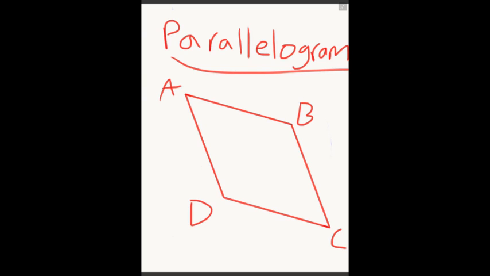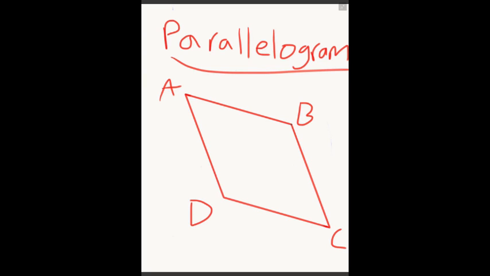Firstly, you can use the definition and see that if both pairs of opposite sides are parallel, then this quadrilateral that you started off with is a parallelogram. Alternatively, you can see that one pair of opposite sides is both parallel and congruent. So if you found out that AD was parallel to BC, but not just that, also that the two sides were congruent, then you can also prove that this regular old quadrilateral is now a parallelogram.